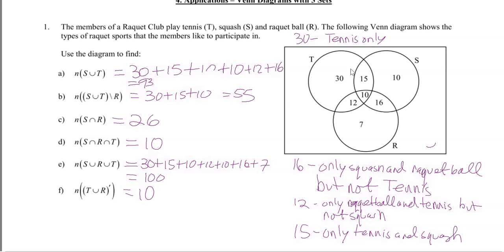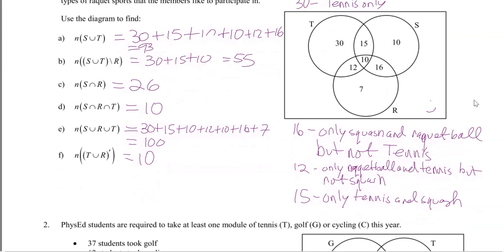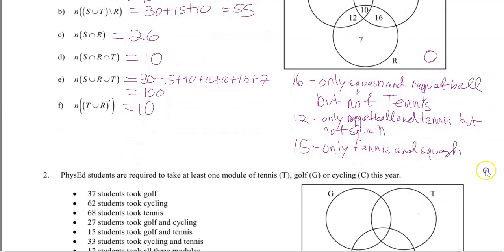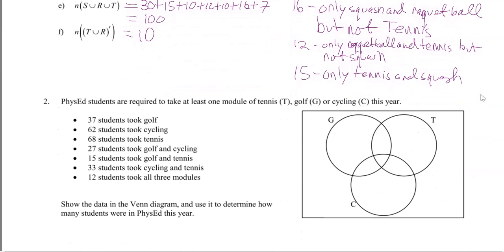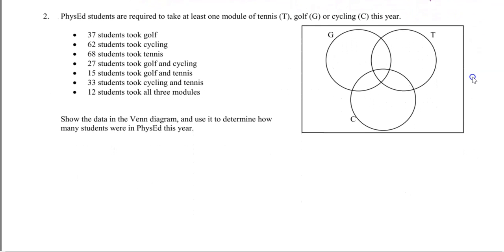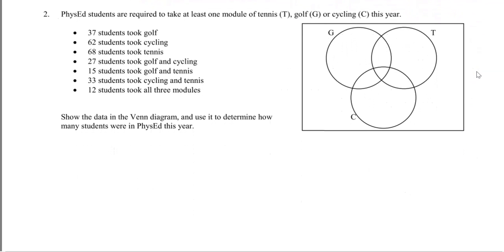Okay, so get used to the names of the different regions, placing things. So here we're going to get to place things. Phys ed students are required to take at least one module of tennis, golf, or cycling this year. 37 students took golf. So can I write 37 down anywhere? No, we don't know anything about those 37 students who took golf. Did they take golf and cycling? Did they take all three?